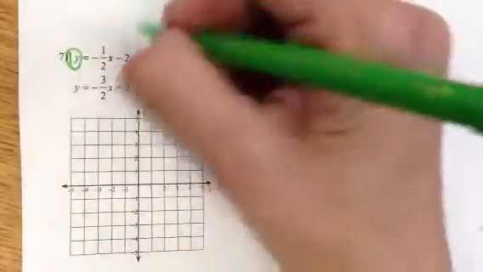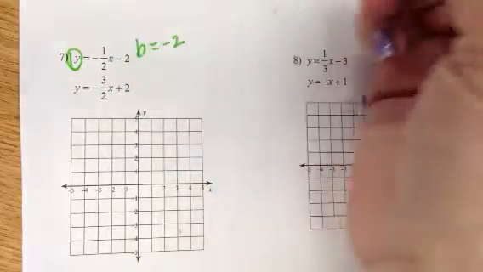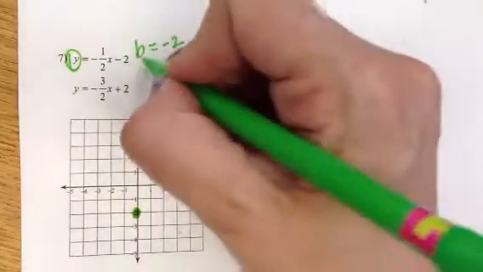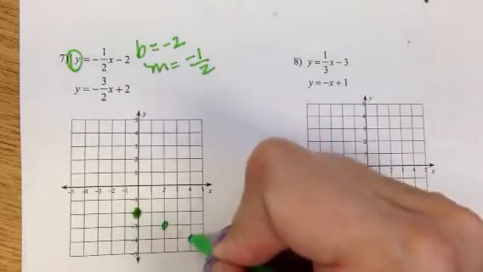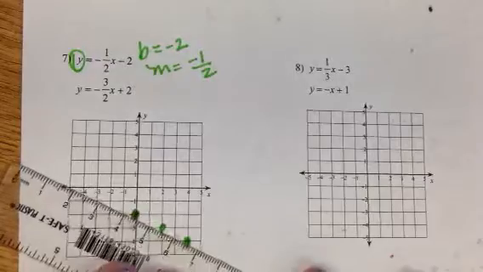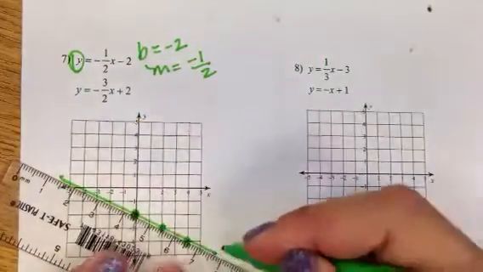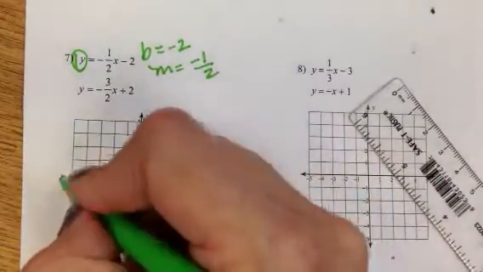In number 7, to graph my first line, I'm going to have a b value of -2. Starting at -2, my slope is -1/2, down 1 to the right 2, down 1 to the right 2. Again, I'm going through this quickly. You've had time to create these graphs on your own. This is for checking and reviewing.